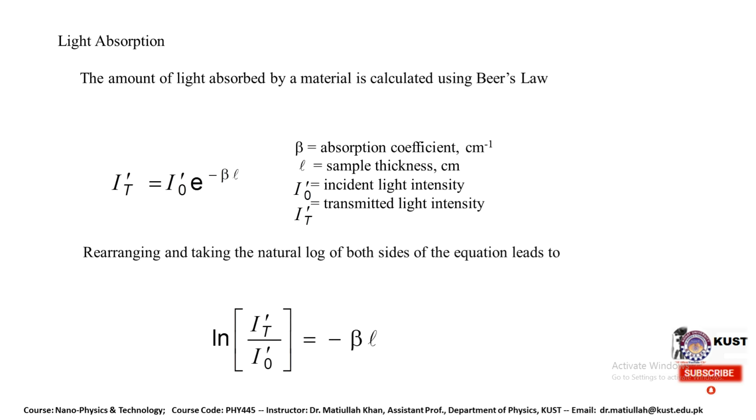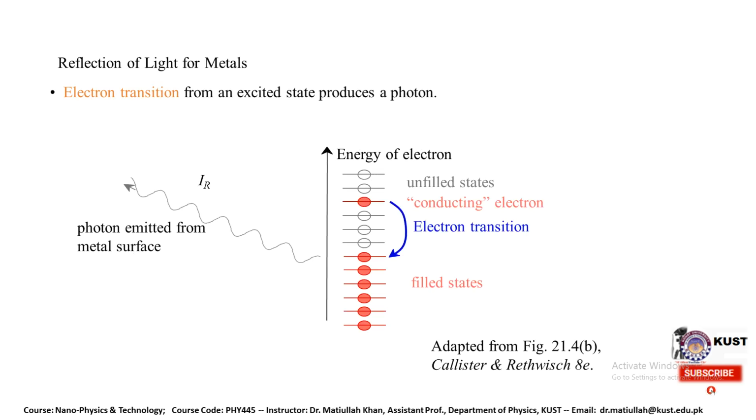The amount of light absorbed by a material is calculated using Beer's law, and that is equal to I_T is equal to I naught e to the power minus beta L, where beta is the absorption coefficient of that particular material, L is the sample thickness mentioned in centimeters, I naught is the incident light intensity, and I_T is the transmitted light intensity. So rearranging the above equation, we have this new form: natural log of I_T divided by I naught is equal to minus beta L.